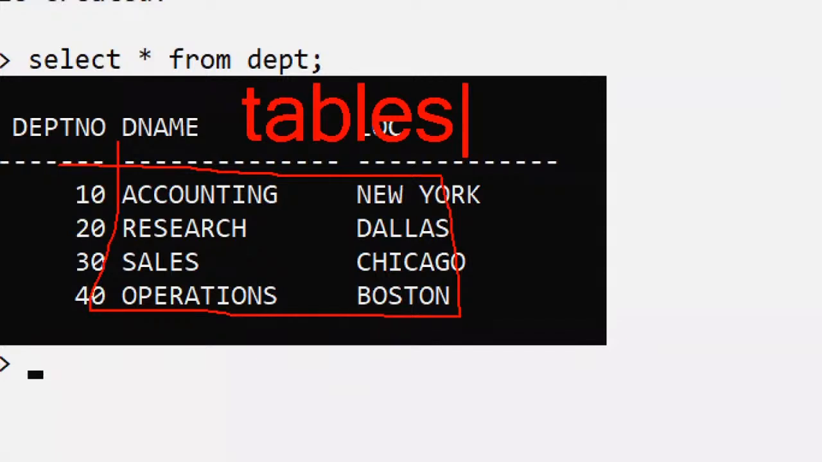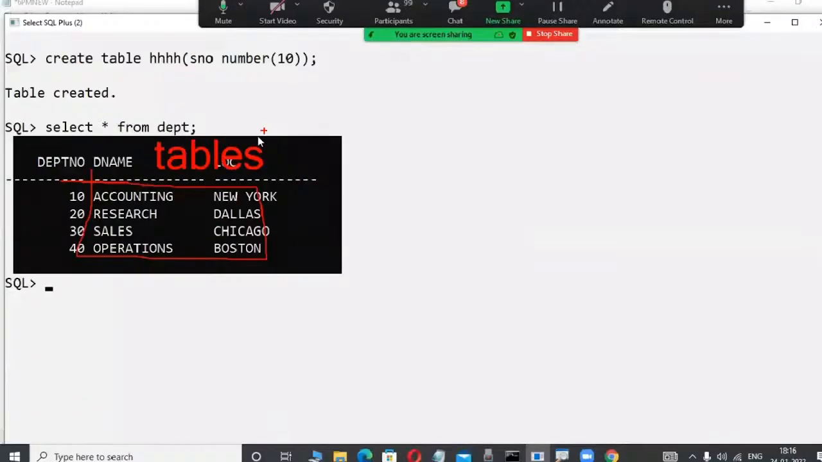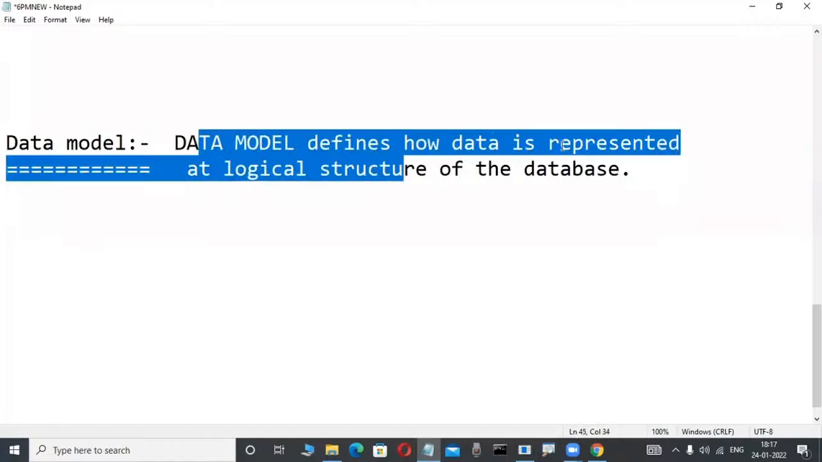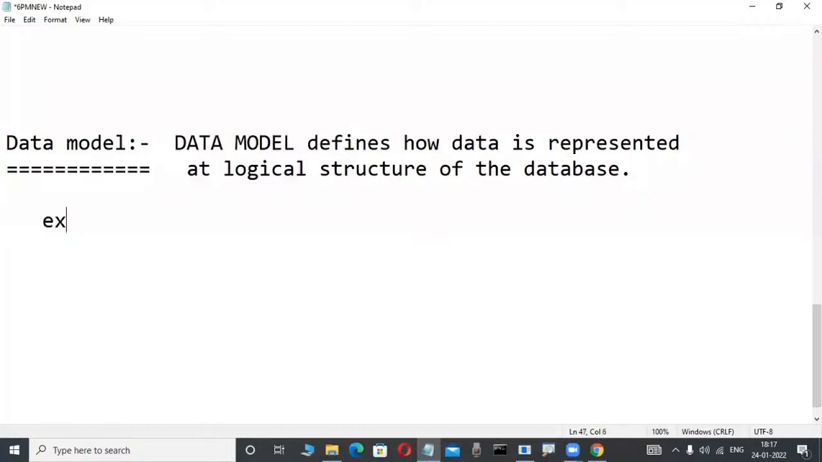Hierarchical data model, network data model, and some other data models were there. IMS software and IDMS software were there in those days. But nowadays, observe here, a data model defines how data is represented at a logical structure of the database. And now check it out, concentrate here.